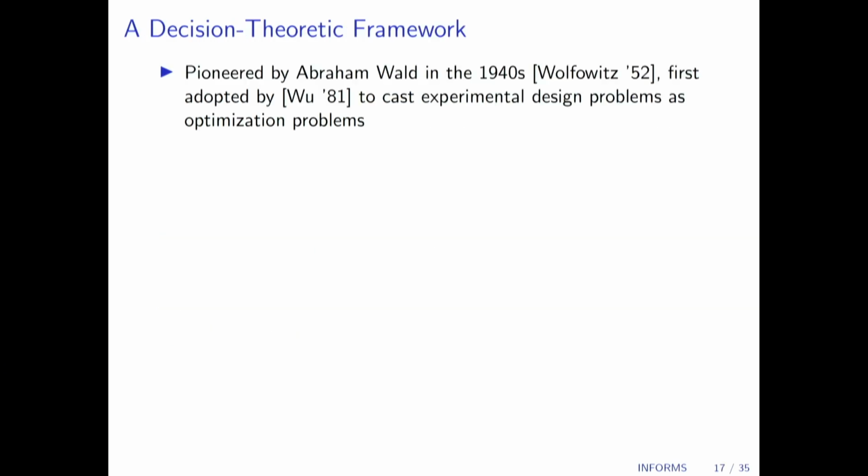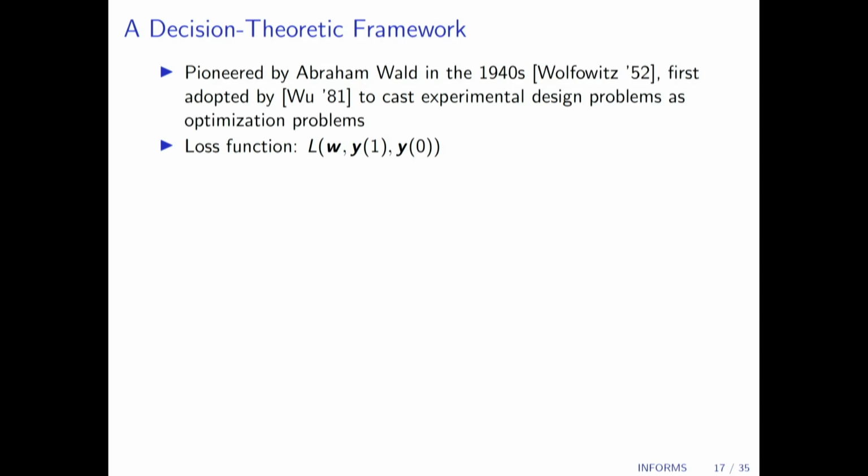This statistical decision-making literature was pioneered by Abraham Wald in the 1940s. And to the best of my knowledge, this Jeff Wu 1981 paper is one of the first that studies using this decision theoretic framework to examine experimental design problems. This framework is very, very powerful, but in the literature, this paper is under-recognized and under-cited. But this is truly a foundational paper in this area.